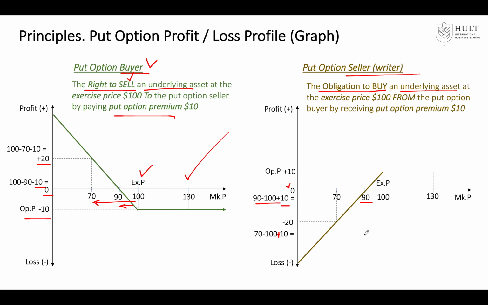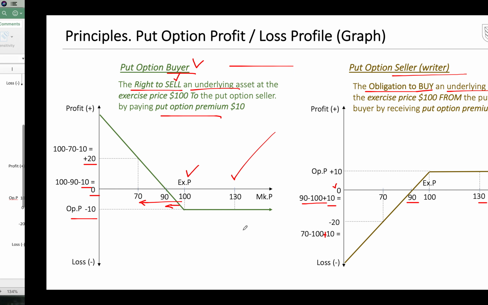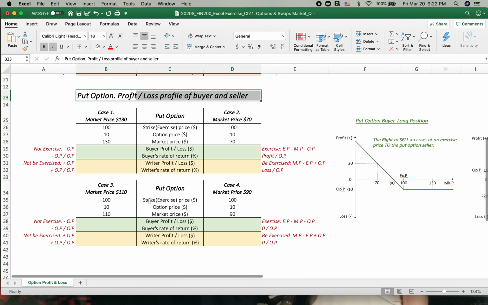When the market price went up to $130, then the put option buyer will not exercise. The seller just receives $10 because the put option buyer just gives up exercising. Why? The put option buyer will definitely sell their underlying asset to the market, not under this contract. So let's practice in an Excel exercise together.